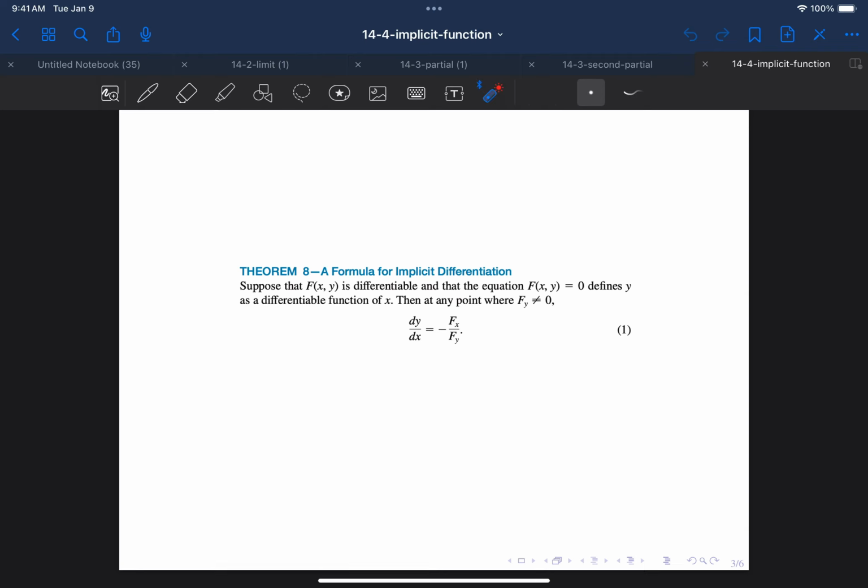So we have an implicit function f(x,y) equals 0. Then our question is, what is the derivative of y with respect to x? The answer is negative fx over fy, where fy stands for the derivative of f with respect to y, and we do not allow a zero denominator. In other words, the condition has to be fy is not equal to 0.